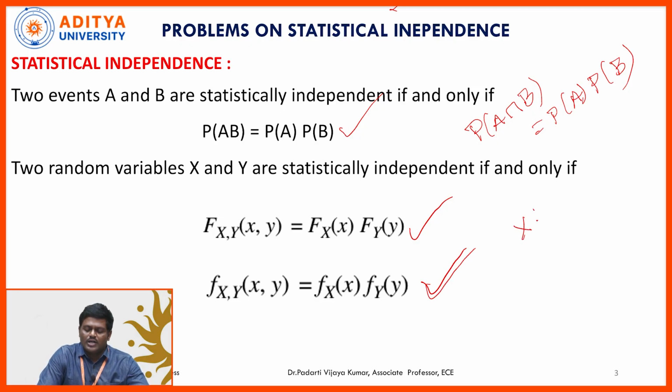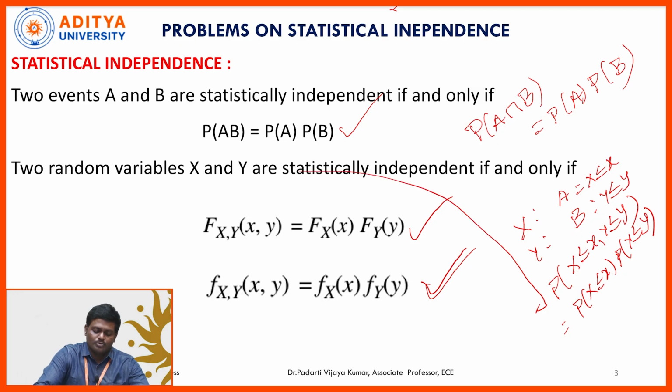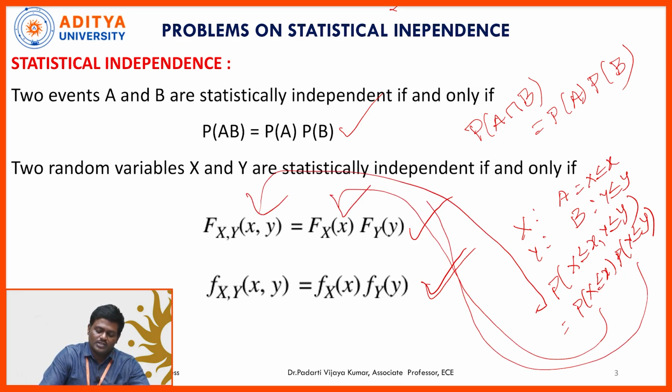When it comes to random variable X, assume A is nothing but X less than or equal to x, and B is associated with Y, Y less than or equal to y. The probability of X less than or equal to x, Y less than or equal to y is equal to the probability of X less than or equal to x times the probability of Y less than or equal to y. This is nothing but the distribution function: the marginal distribution function of X and the marginal distribution function of Y.